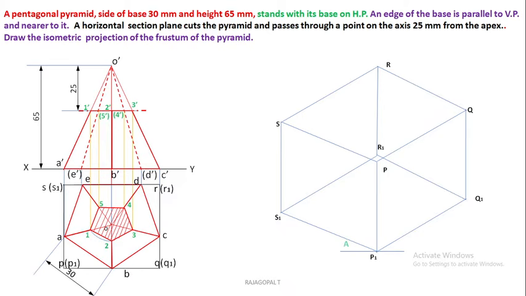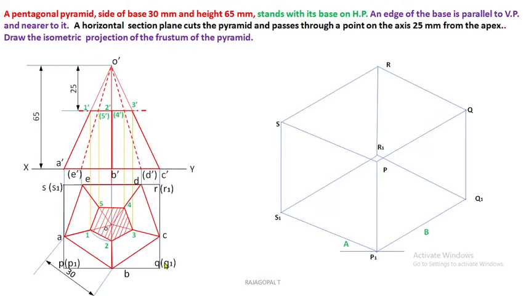Now I have to reproduce this pentagon from here. Not exactly reproducing; this true length must be converted into isometric length. So where point A is located, you can check from P1 S1. You can measure the distance from P1 to A, convert that length into isometric scale, multiply by 0.82 times, and fix A. Next is point B, which is the midpoint of P1 Q1. So you can take the midpoint of P1 Q1 and mark point B.